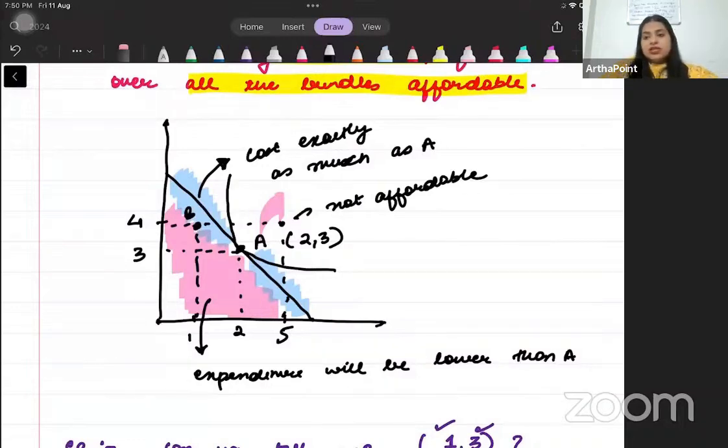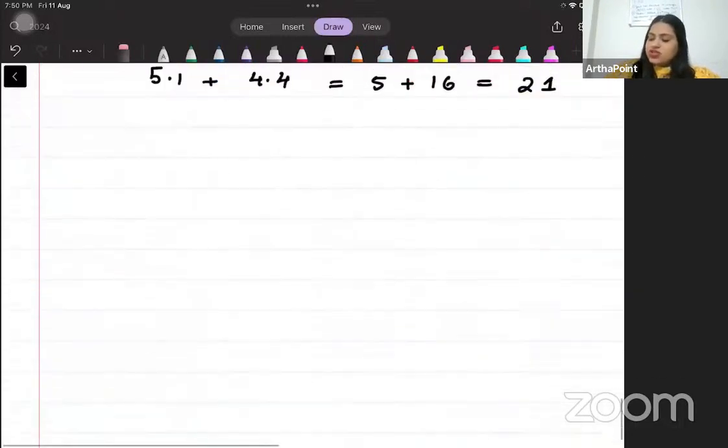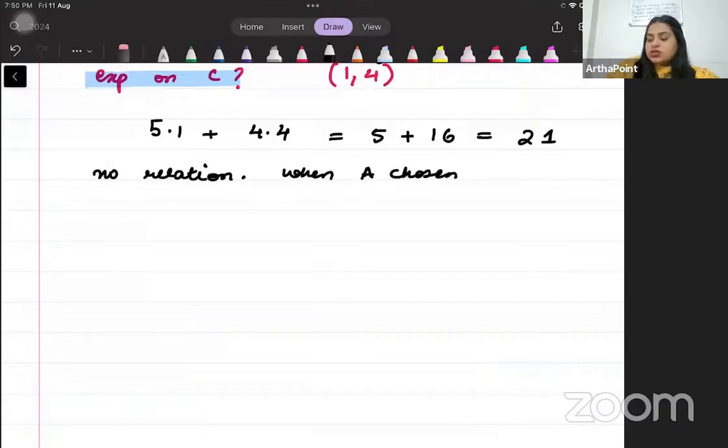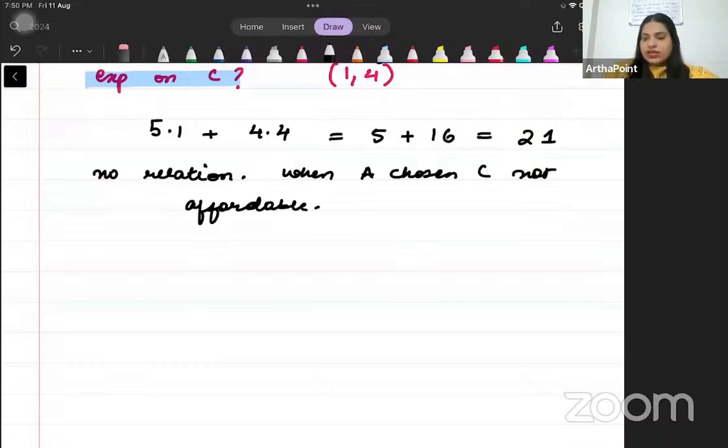Now I cannot make this statement. अब मैं नहीं कह सकती हूँ कि A is preferred to this bundle C, ना. Because when A was chosen, C was not affordable. So I cannot go ahead and make a relation between them. So I can just say that no relation. I cannot compare because when A was chosen, C was not affordable. So I cannot say that A is preferred over C or C over A. ये सब नहीं कर सकते.